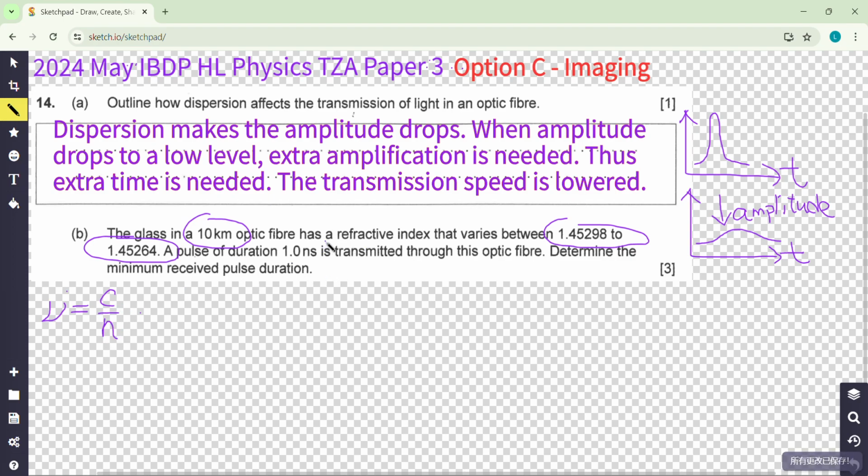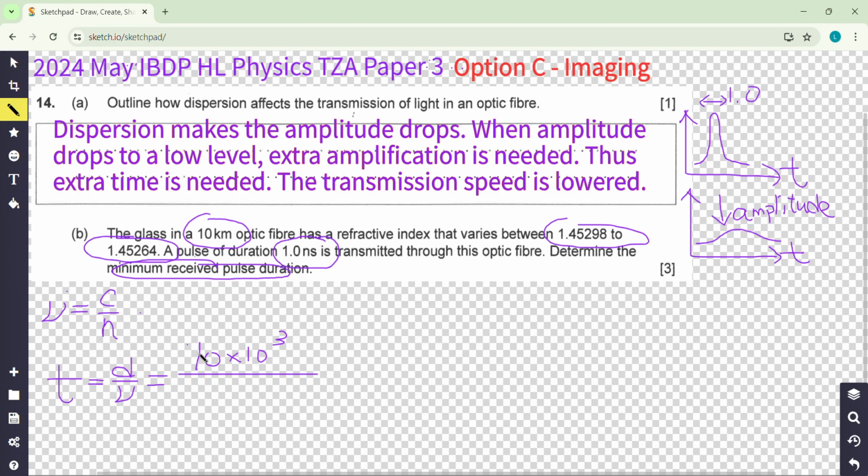Okay. So before, the pulse is 1.0 nanosecond, so it is 1.0 at first. Okay. So after going through it, what is the minimum received pulse duration? So just discuss this difference of speed. The light will have different speeds along the optic fiber, so they take different times to travel this 10 kilometers of distance. So remember, okay, t equals distance over v. So they have different v, right? So just copy the data. So d is 10 kilometers.